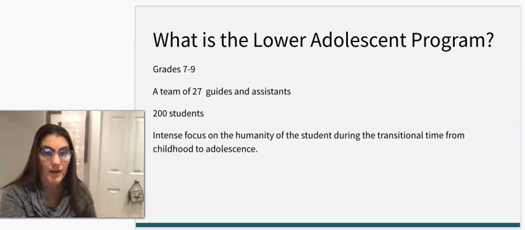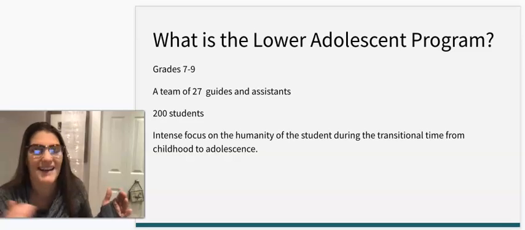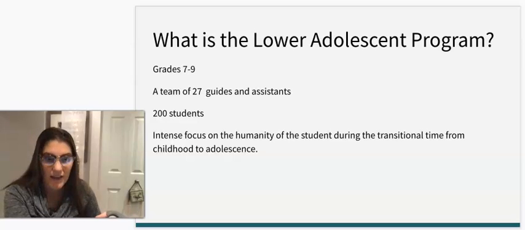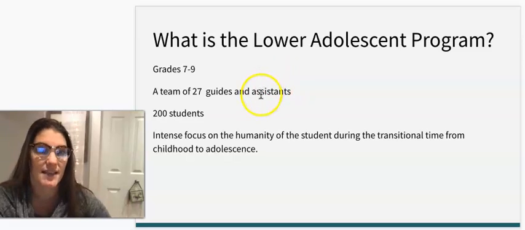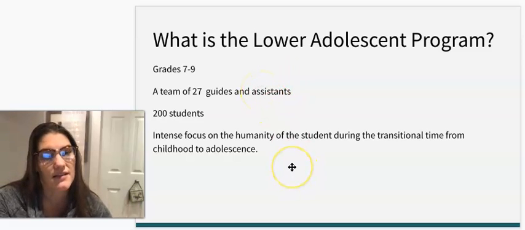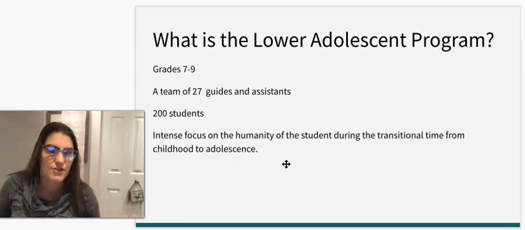So a reminder of lower adolescent, and just in case you're new, lower adolescent is 7th through 9th grades. There's a program director, that's me. I oversee it all. My name's Tammy Lindberg. I make sure that we're following the right pedagogy and holding our culture and the character. It's a team of 27 guides and assistants, 200 students, and it's an intense focus on the humanity of the student during this transitional time.